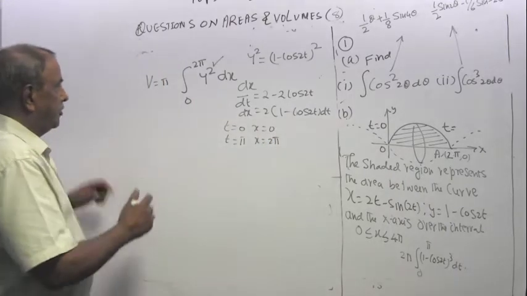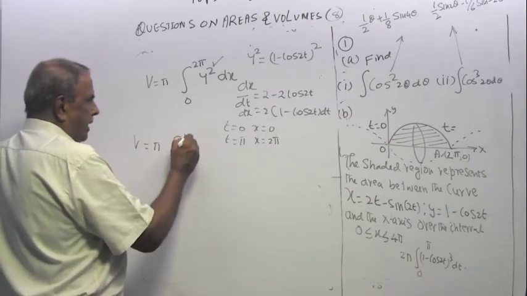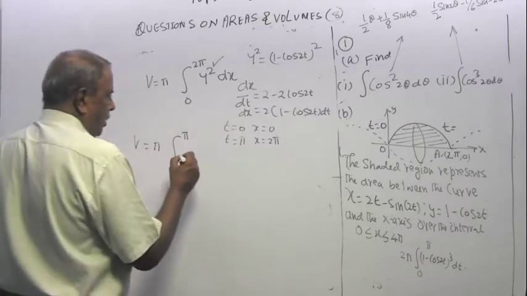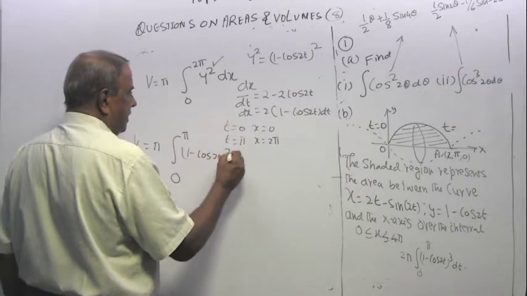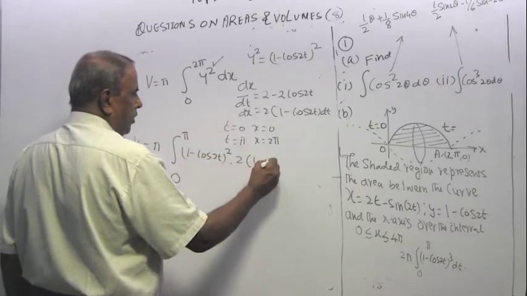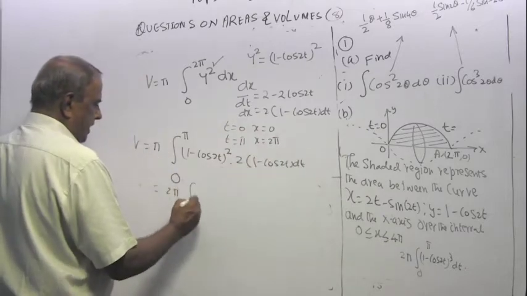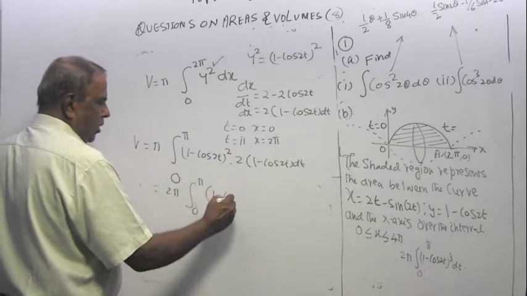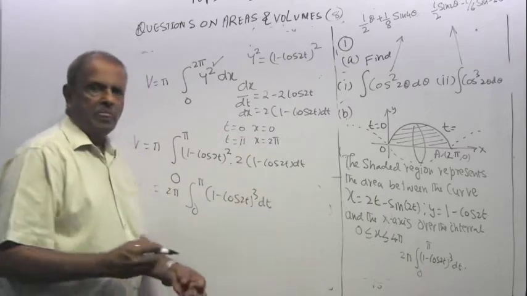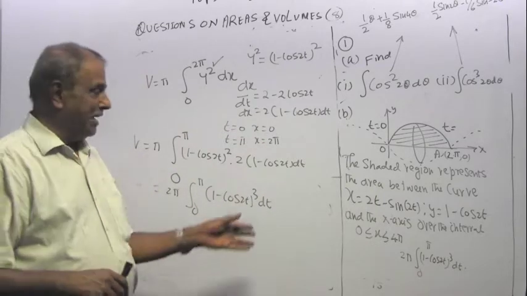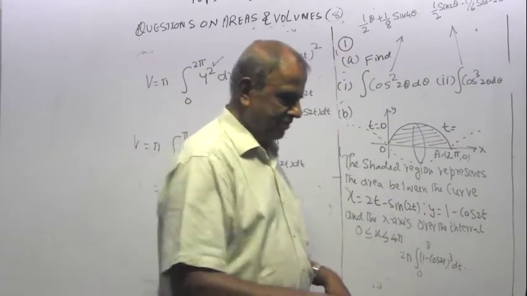So therefore, volume becomes pi integral 0 to pi, y squared is (1 minus cos 2t) the whole squared times 2 times (1 minus cos 2t) dt, which becomes 2 pi integral 0 to pi (1 minus cos 2t) the whole cubed dt. That is how you show it. You get about 2 or 3 marks for that. Not even 3 marks. I think you get about 2 marks to do that. Very good.